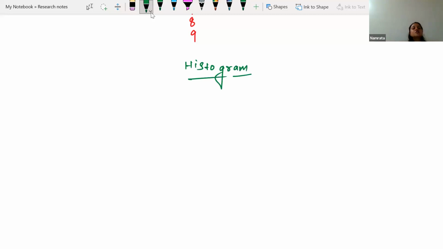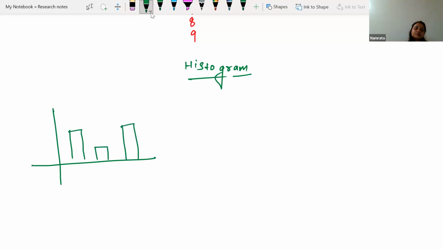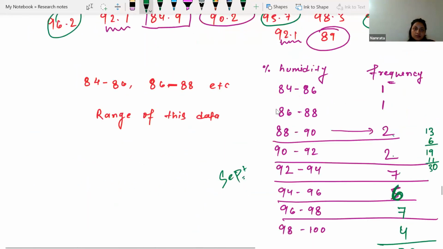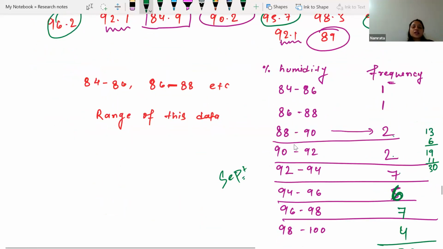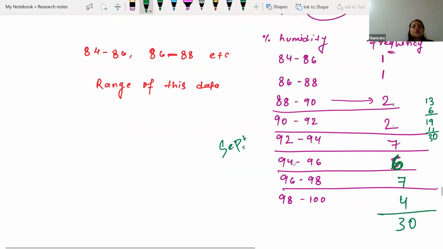Okay, this is also a form of bar graph only. How will we be plotting the histogram? What is the difference between this type of bar graph and a histogram? So till now, whatever group data we were representing, can you say 84 to 86, 86 to 88, 88 to 90, 90 to 92?